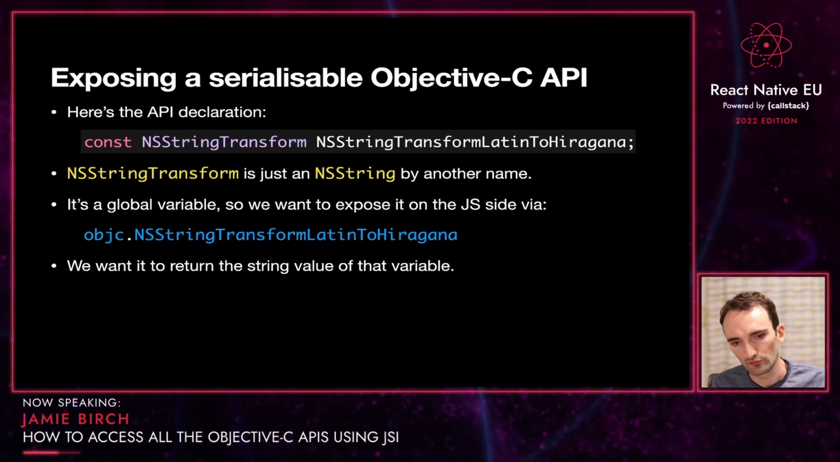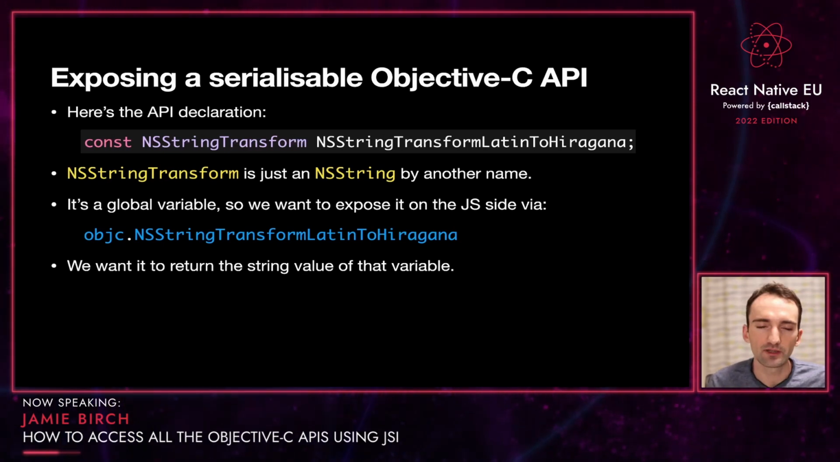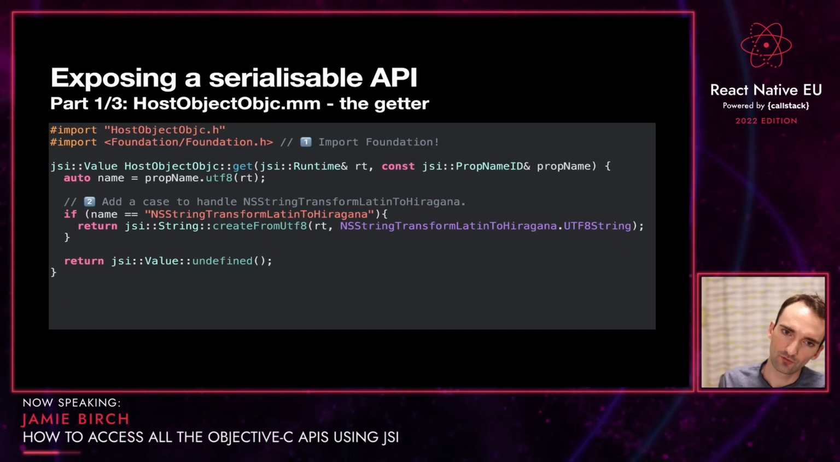We want it to return the string value of that variable because it is an NSString. It has an inherent string value. We'd like to see what that is. So how do we go about that? Go into host object ObjectiveC.